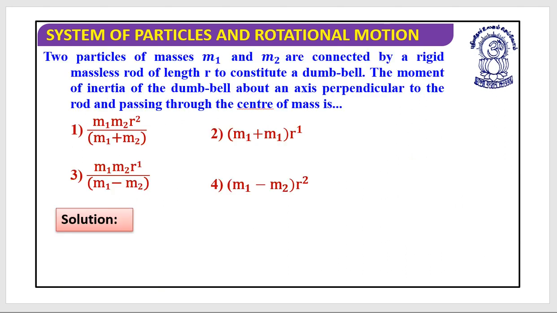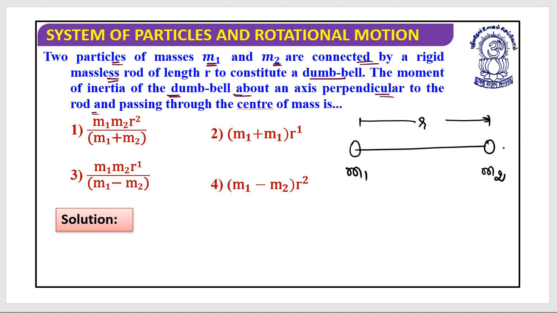It says that two particles of masses m1 and m2 are connected by a rigid massless rod of length r to constitute a dumbbell. We need the moment of inertia of the dumbbell about an axis perpendicular to the rod and passing through the center of mass. So it is the same question. Previously it was asked with data, probably 2 kg and 3 kg and length 1 meter. Now they have given variables m1 and m2, and the separation of the two is r.